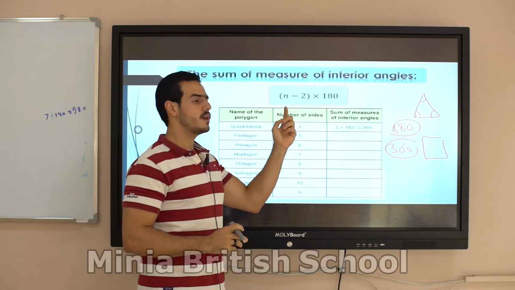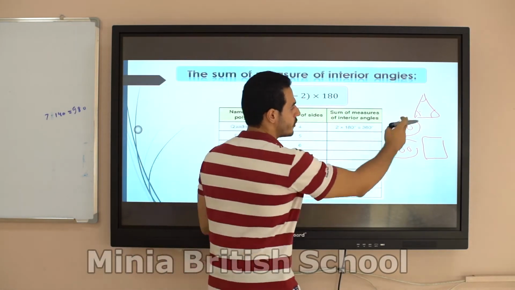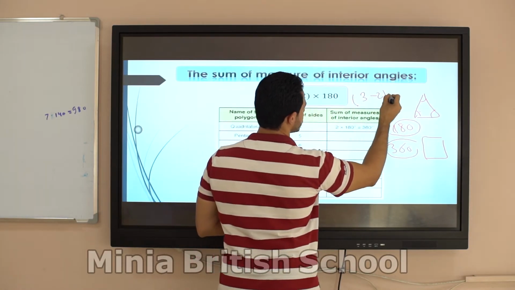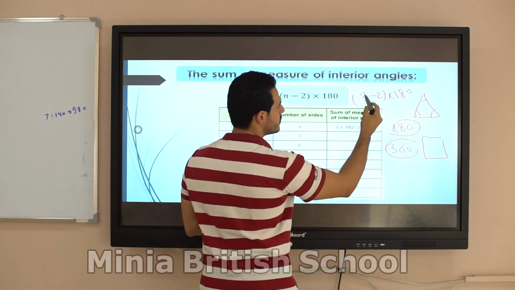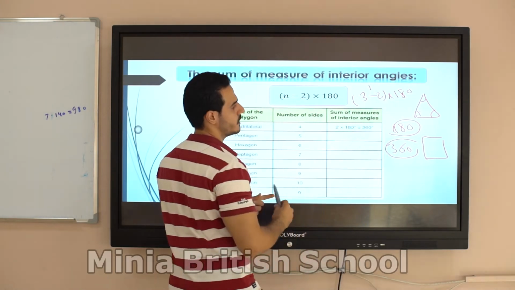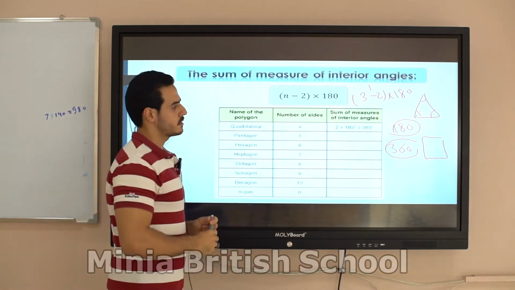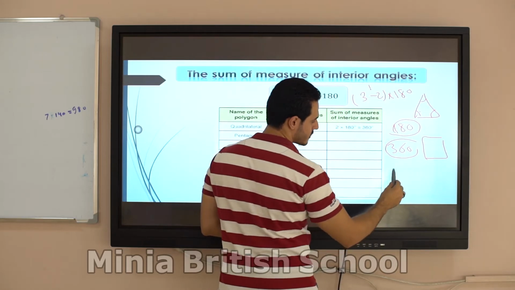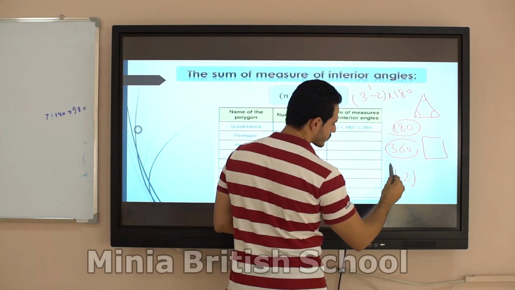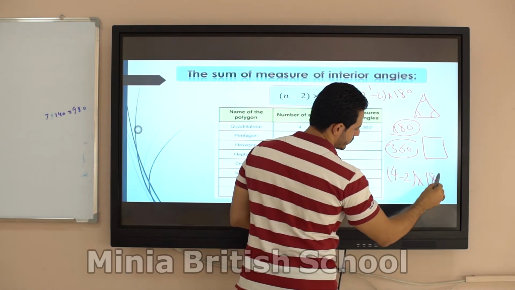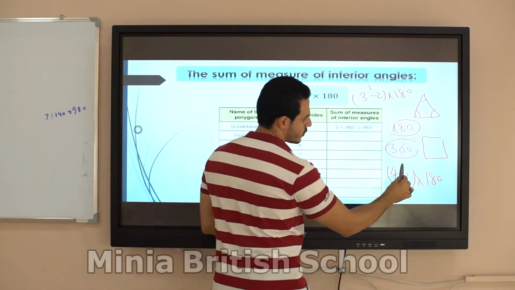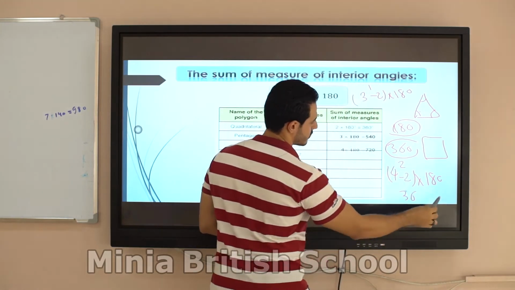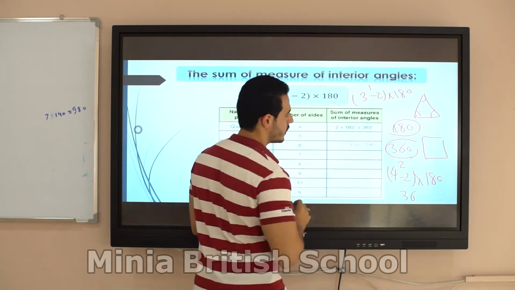So n is what? n is the number of sides. In a triangle I have 3 sides. So I will say 3 minus 2 times 180. So 3 minus 2 equals 1. 1 times 180 equals 180. Let's see a quadrilateral. A quadrilateral has 4 sides. So 4 minus 2 times 180. 4 minus 2 equals 2. 2 times 180 is 360. Okay?